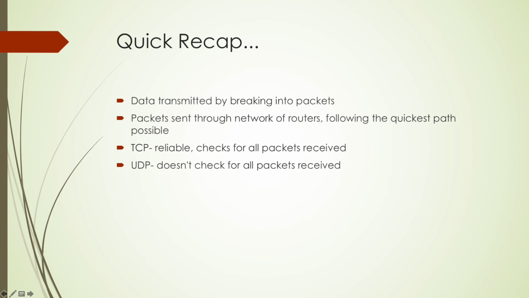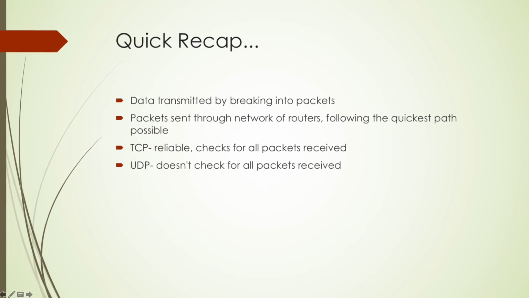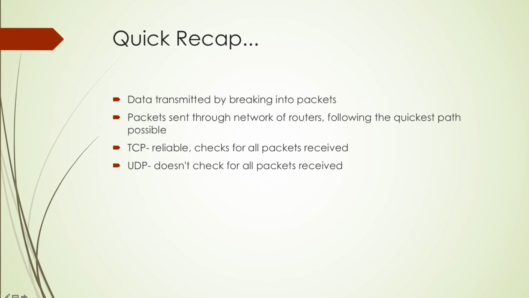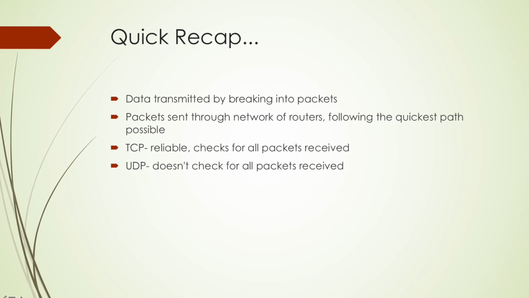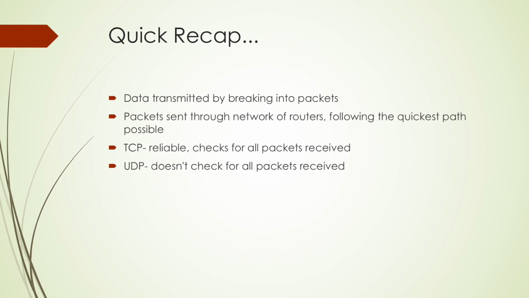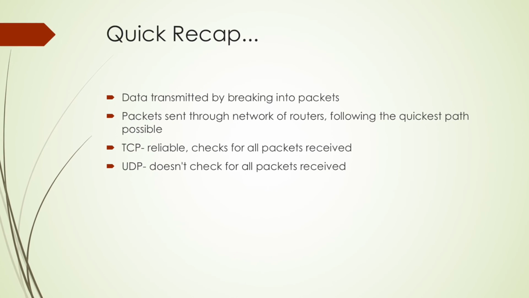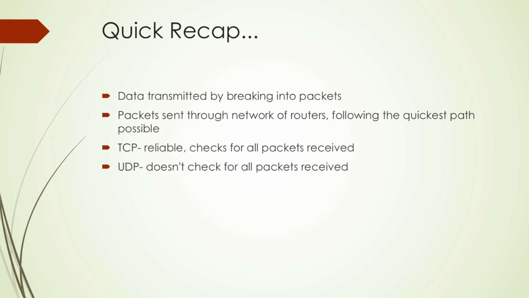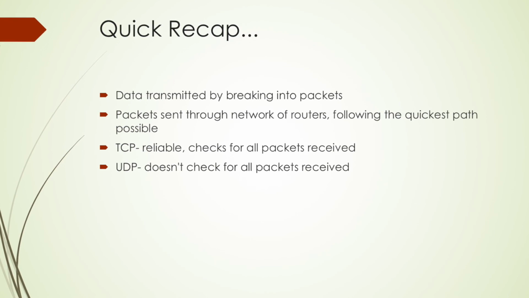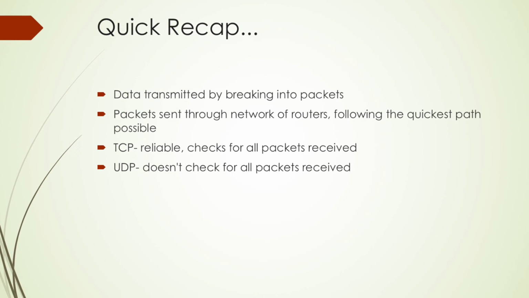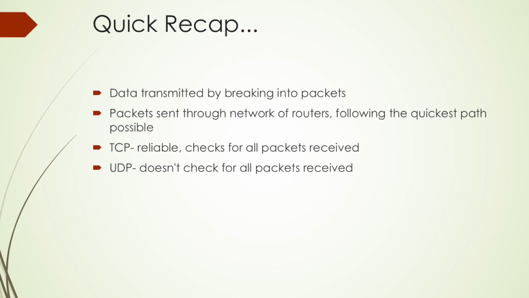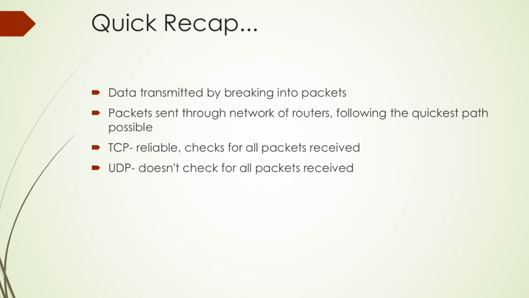So, quick recap: data is transmitted by breaking the data into packets, and these packets are sent through a network of routers. The path they take from the initial destination to the final destination will not necessarily follow the shortest path, but it will follow the quickest path possible. And the difference between TCP and UDP is that TCP is reliable and checks for all the packets received, while UDP does not check for all the packets received, making it unreliable.